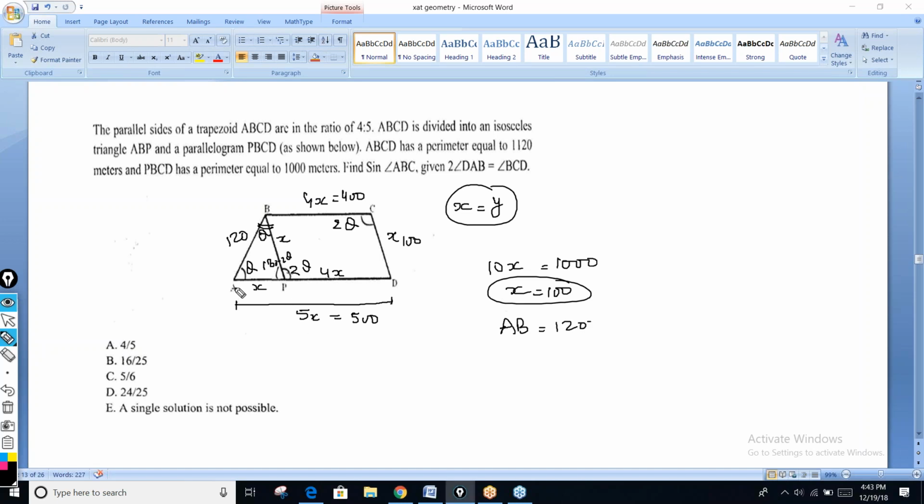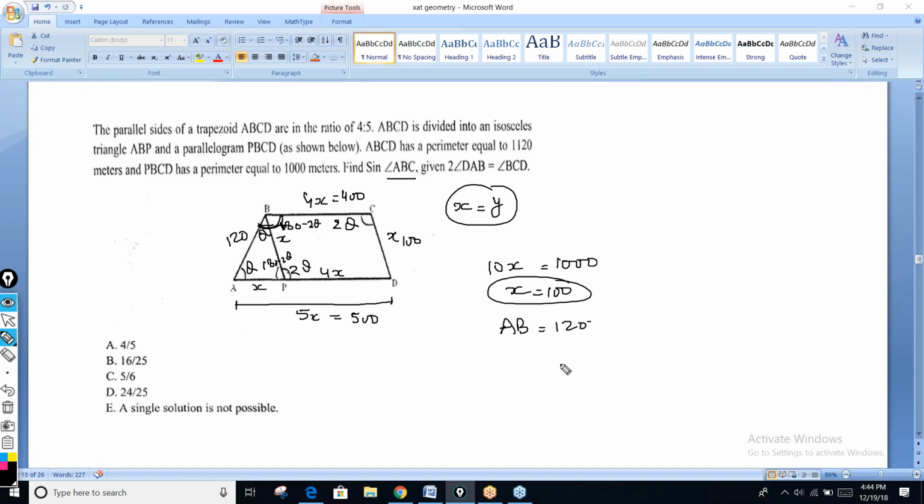AB comes out to be 120, and these two sides come out to be 100 and 100. What do we need to find out? We need to find out angle ABC. This angle is 180 minus 2 theta, because the sum of two adjacent angles is 180. So this is 2 theta, so this will be 180 minus 2 theta.